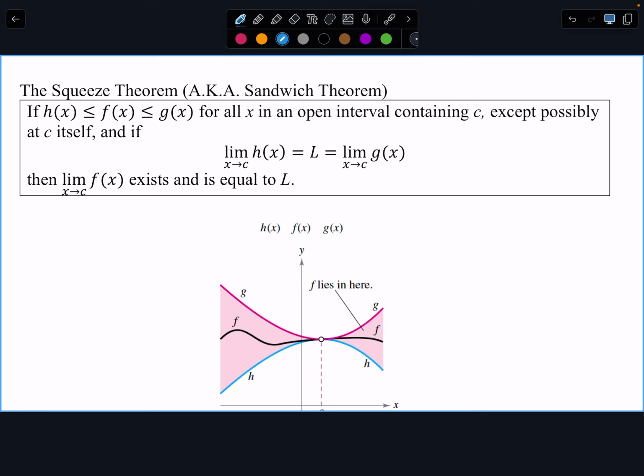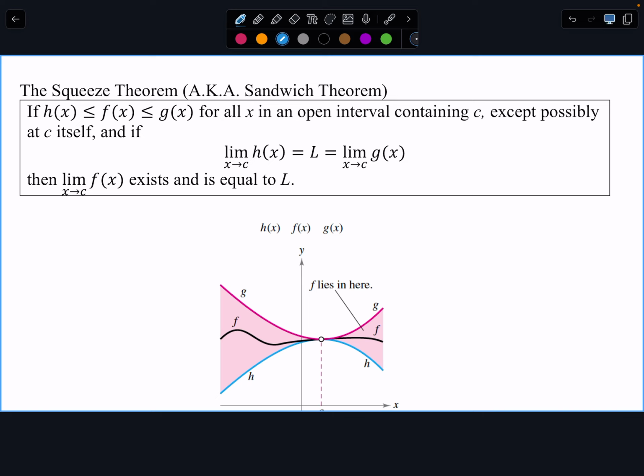But remember, for limits, we don't actually care what's happening to the function at c. It could be undefined at c. It could be defined. The function value could be something different than the limit, right? So open interval that contains c, but this relationship doesn't actually have to be true at c. Does that make sense?